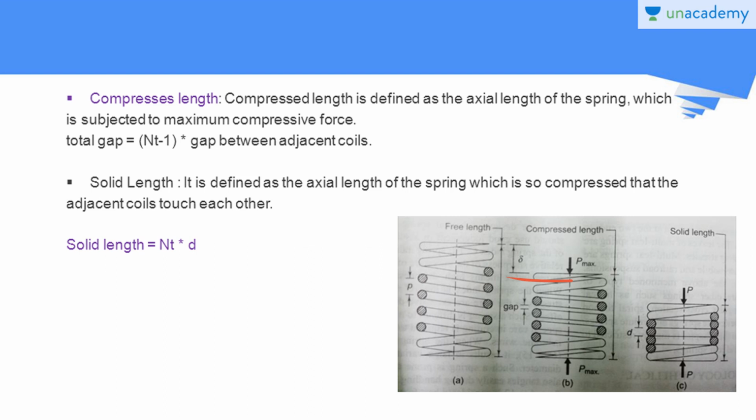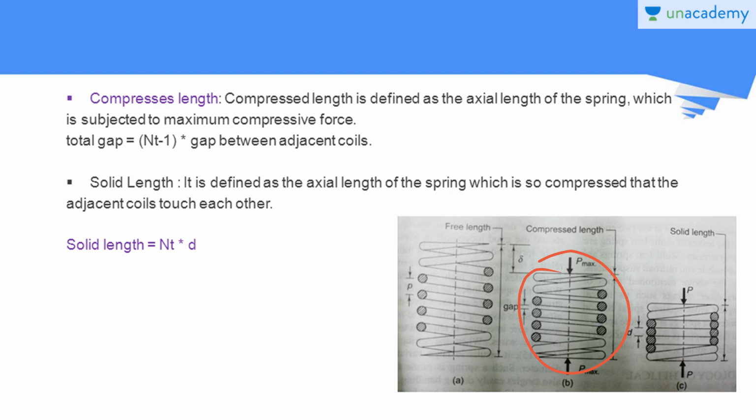It means the individual gap, the gap between two adjacent coils, gives us the value G gap, and (Nt minus 1) is the number of gaps. So the total gap will be the distance between two adjacent coils multiplied by the number of gaps in that spring.